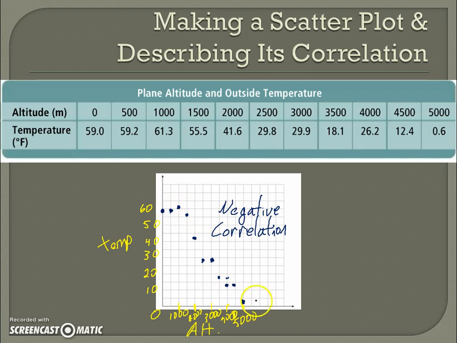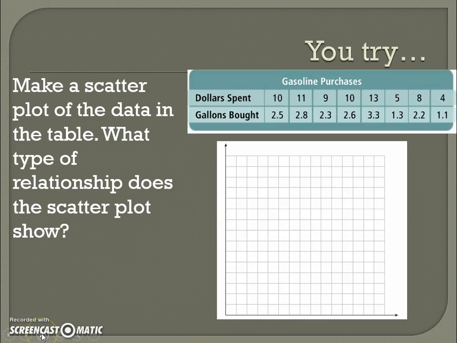All right, so that's what you need to have copied. As you go left to right, it's going downhill. That's a negative correlation. Here's one for you to try. Go ahead and pause and give that a go. The answer will be up in 3, 2, 1.